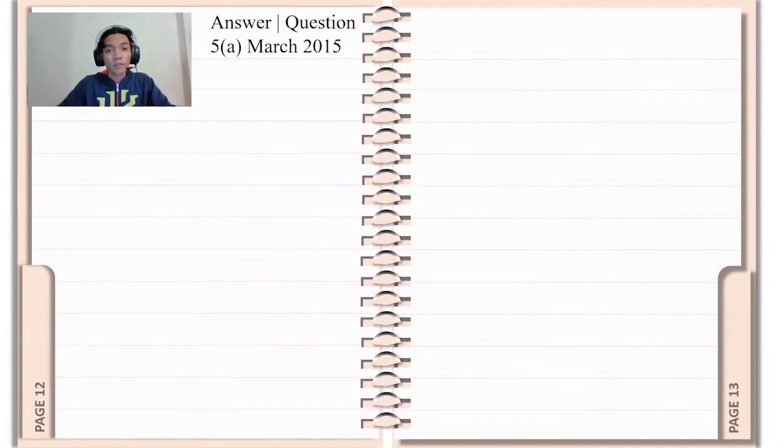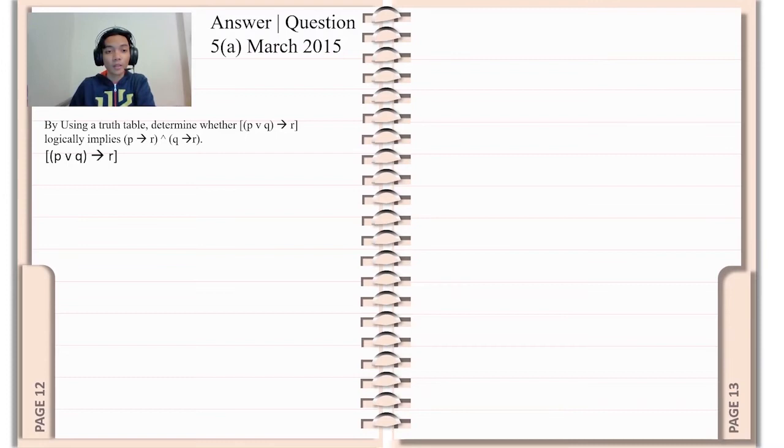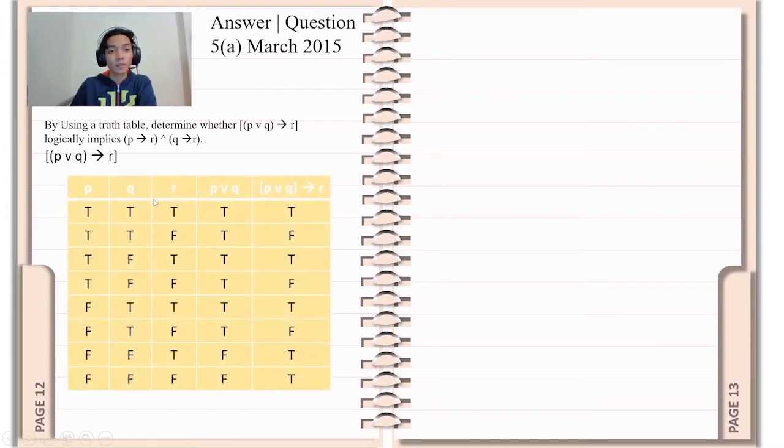And now I will answer question 5A, March 2015, which is: by using a truth table, determine whether (P ∨ Q) → R logically implies, which can also be taken to mean the biconditional, (P → R) ∧ (Q → R). First things first, we need to take a look at P ∨ Q.